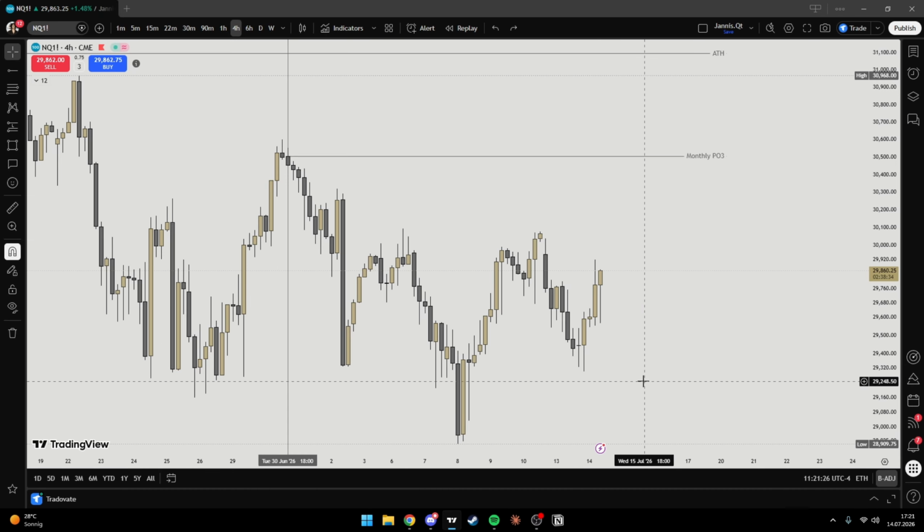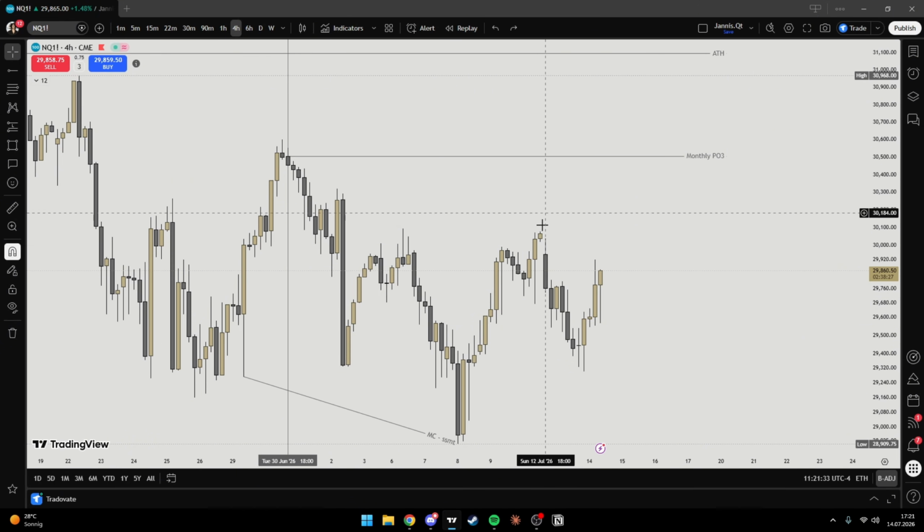And how can we know when an expansion or manipulation ends? Obviously with an SSMT. As you guys can see here, we created a monthly cycle SSMT at the low, and right after creating that, to confirm it, we made a 4-hour CSD. So here you could have already been looking for longs, which most of you probably did, which is good.